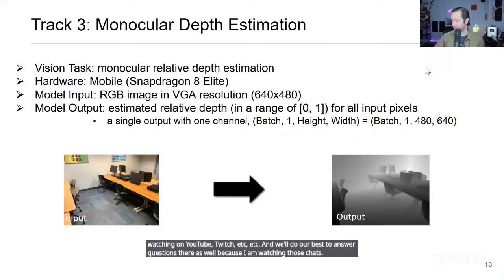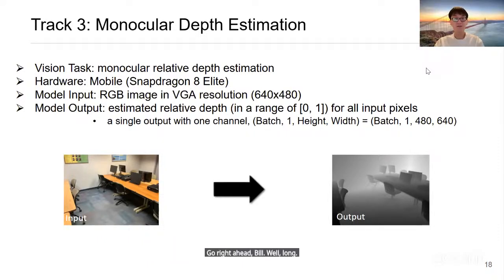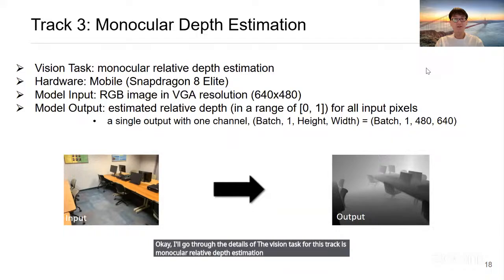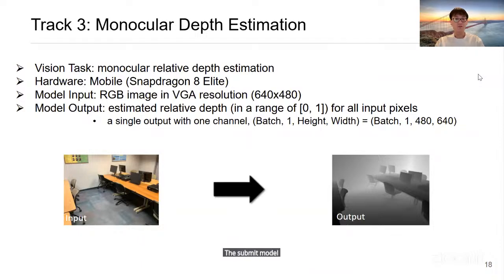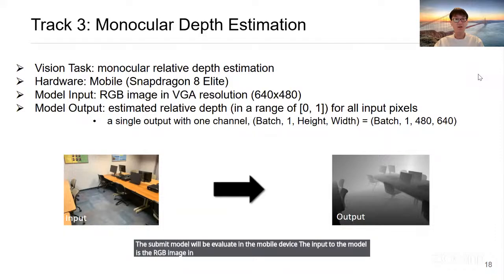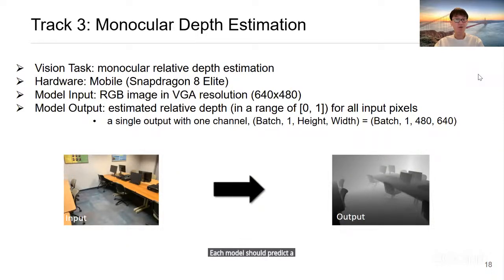Go right ahead, Bolong. Okay, I will go through the details of track 3. The vision task for this track is monocular relative depth estimation. Participants need to design a model to predict the relative depth map given an image. The submitted model will be evaluated on a mobile device. The input to the model is the RGB image in VGA resolution, and the output is estimated relative depth in a range of 0 to 1 for all input pixels. Each model should predict a single output with one channel, so the shape will look like batch 1, height, and width.